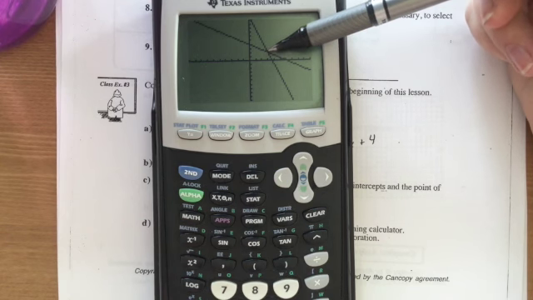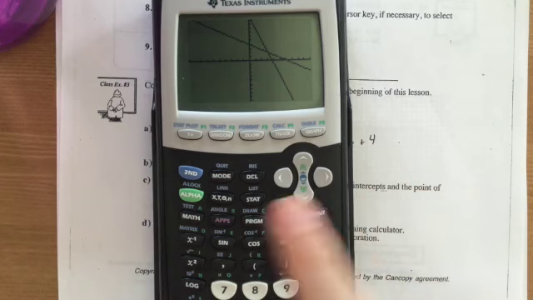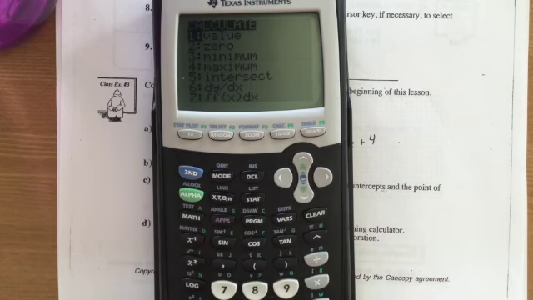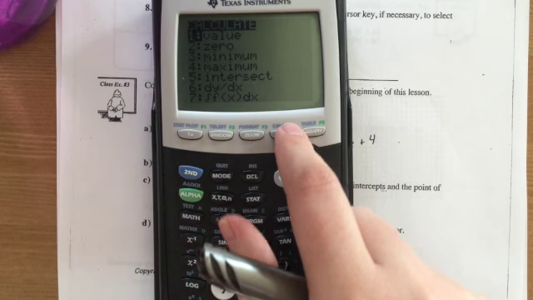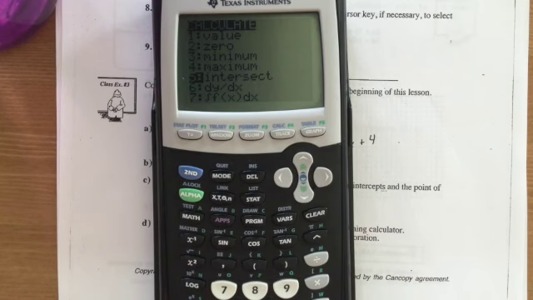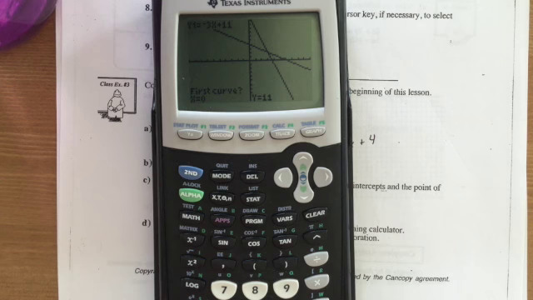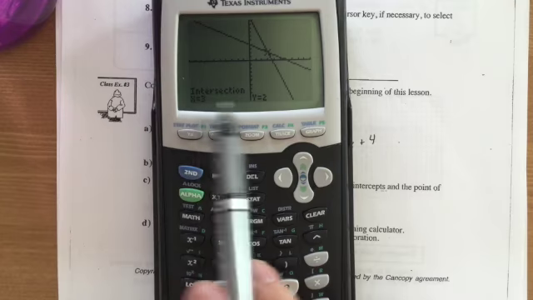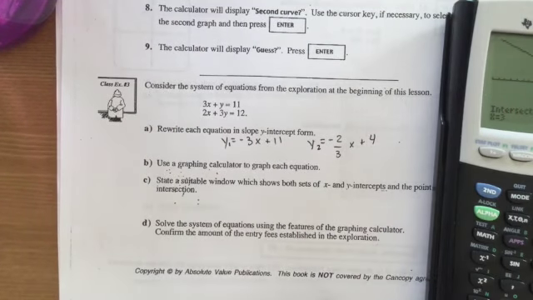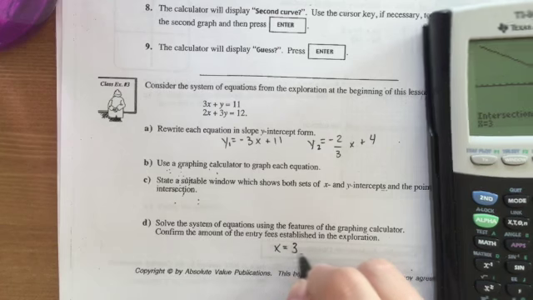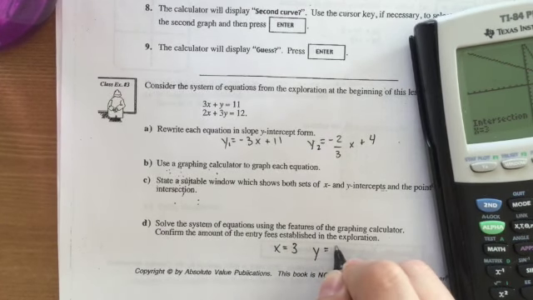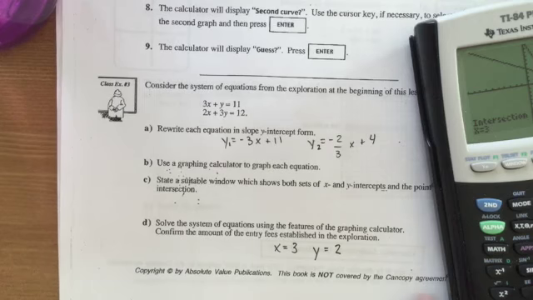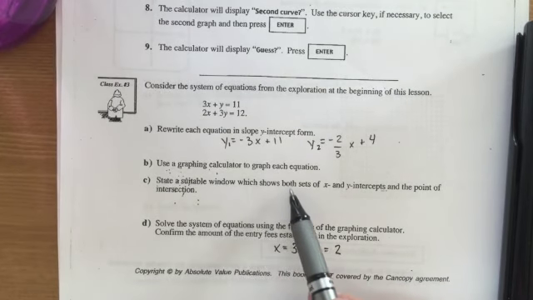If I want to know on the calculator what that point at intersection is, I go to my trace menu, second trace gives me the calc menu. Go down to number 5. I want to know where they intersect. This is one of the easiest analysis tools because we just go enter, enter, enter until it says intersection: x is 3, y is 2. So I'm going to go down here, x is 3, y is 2.